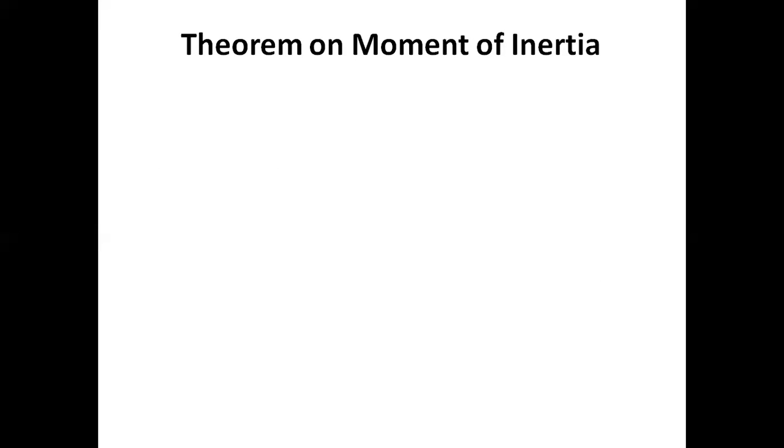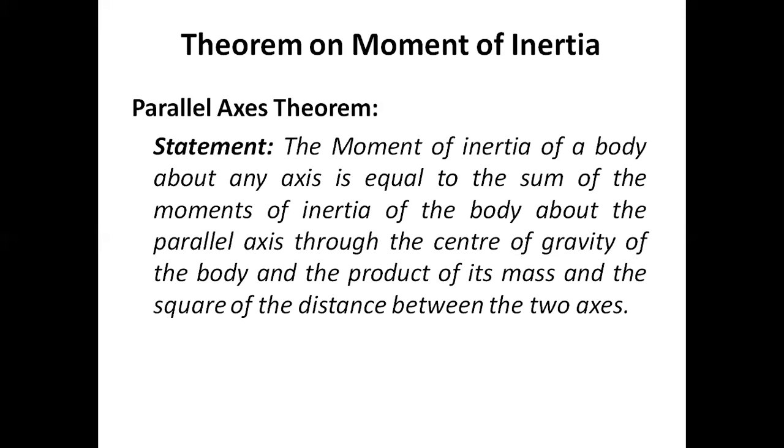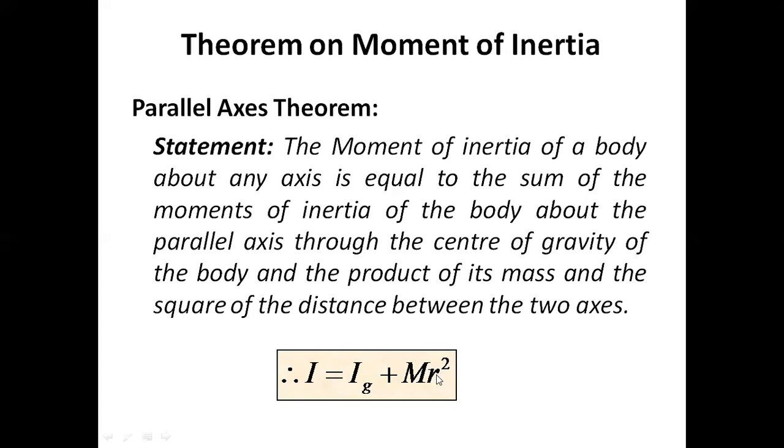In the previous video, I explained the perpendicular axis theorem. Now we shall consider the parallel axis theorem. The statement of the parallel axis theorem is: the moment of inertia of a body about any axis is equal to the sum of the moment of inertia of the body about the parallel axis through the center of gravity and the product of its mass and the square of the distance between the two axes. That is, it is given by I is equal to Ig plus Mr square.